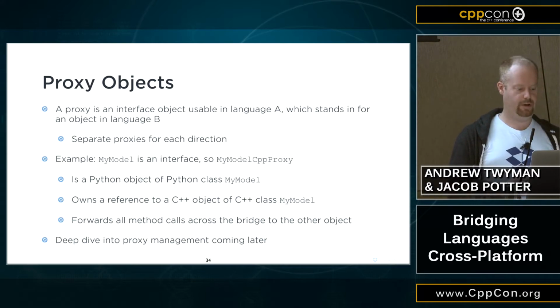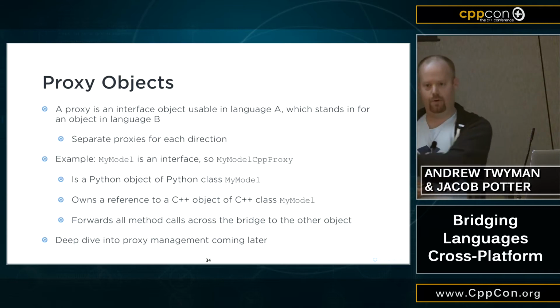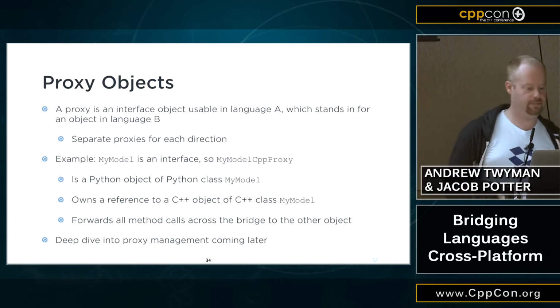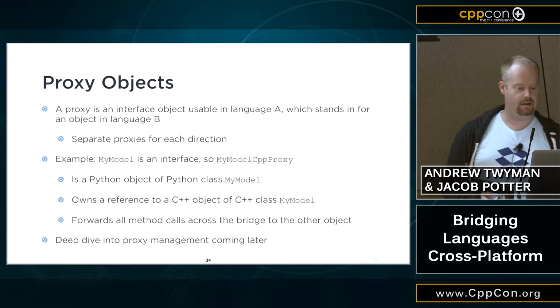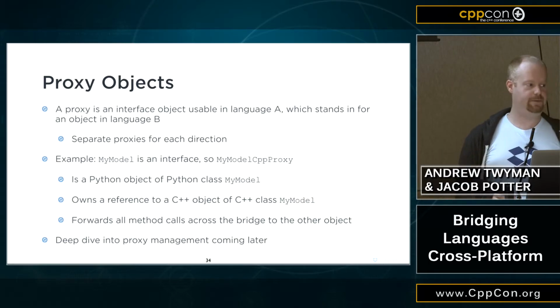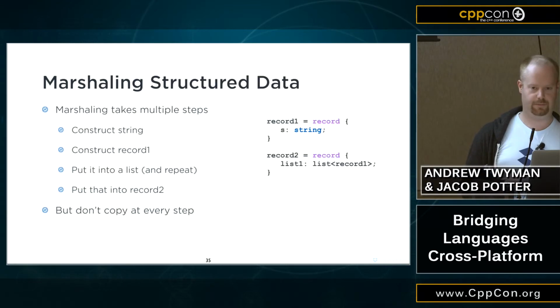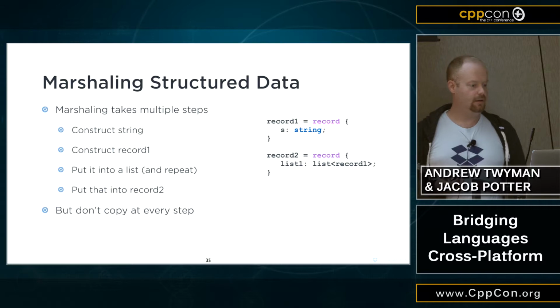And the proxy, when you make a method call on it, will just forward it all down through the bridge, through CFFI, through all those layers, to get it down to the original object. And that's all I'm going to say about proxies for now, but stay tuned. Jacob's going to do a deep dive across all languages into some of the difficult parts of proxies that come up a little bit later.